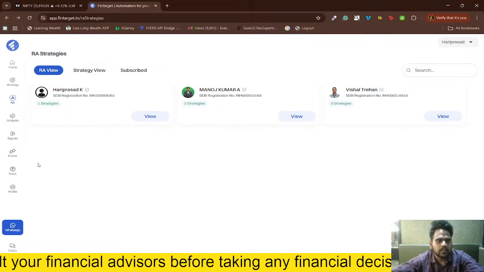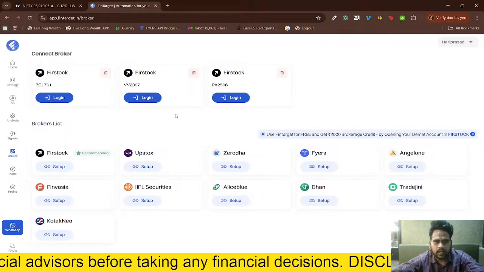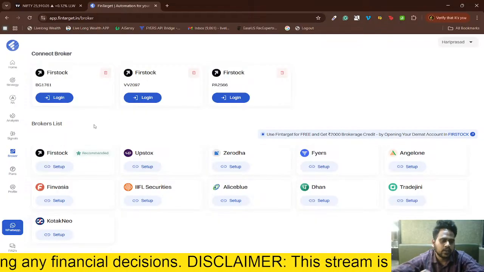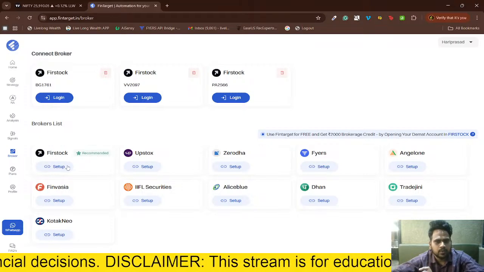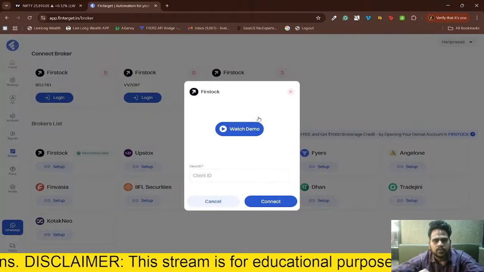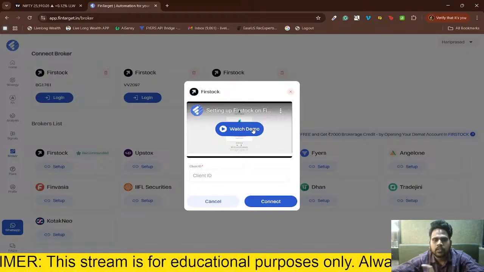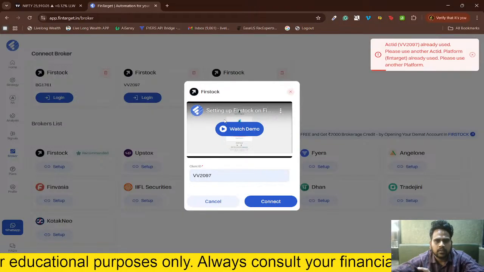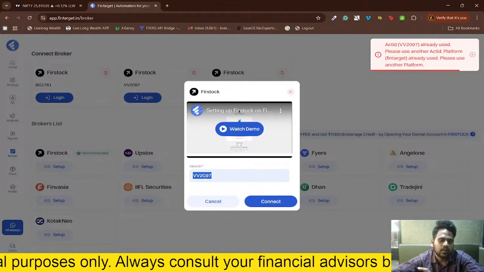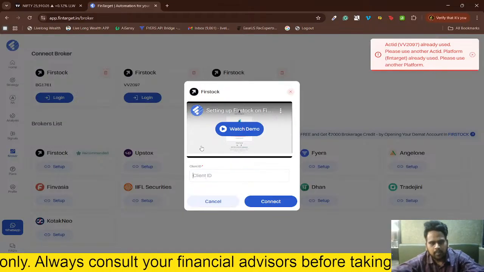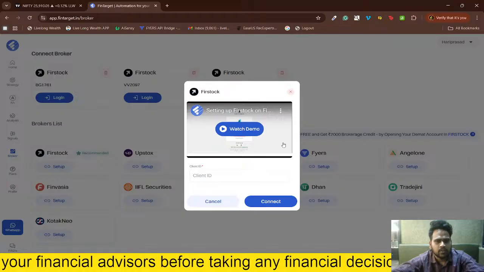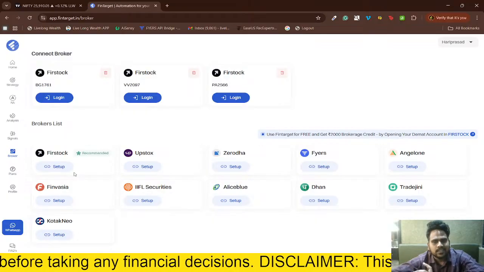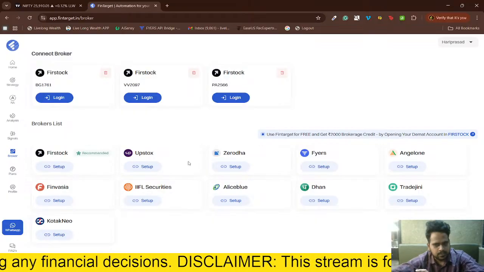So this is how it works. You can also connect your broker here. Whichever broker you want, for example, you want to connect your Alice Blue account. See, recommended, I told you that. So setup. If you are confused, you can watch a demo or you can just directly connect. It will open a pop-up with the website, easily connect from there also. When it shows, it will be popping up like this here. So you can easily start and easily trade over here as well.